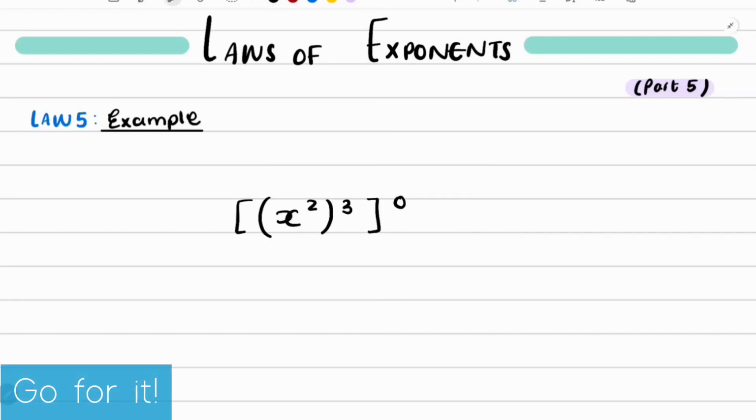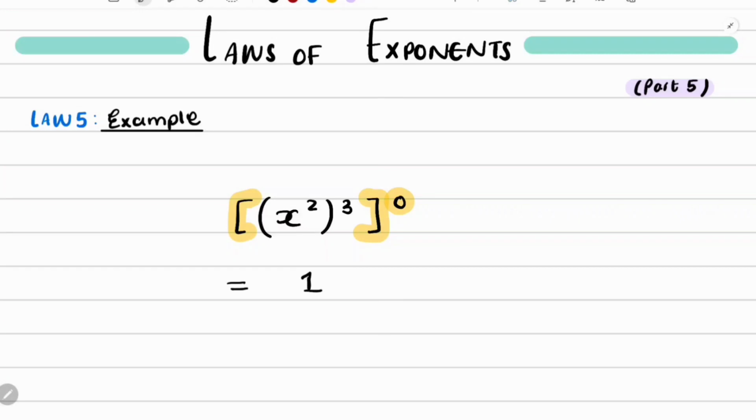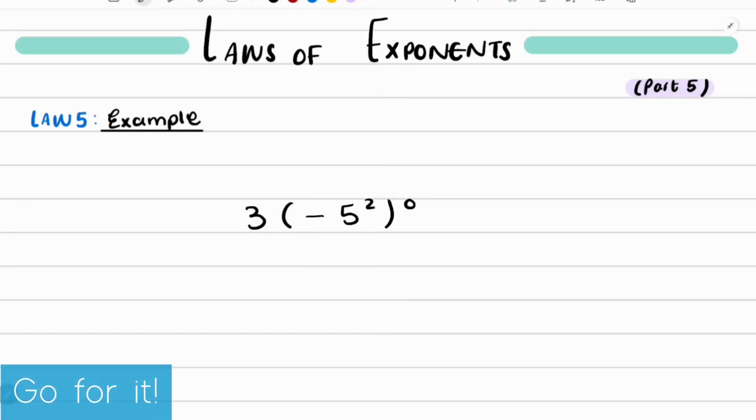Here is another example that you can go ahead and work out. In this example, we have x to the power of 2, and that is being raised to the power of 3, but then that is being raised to the power of 0. So no matter what exponent it was raised to, as long as at the end you can see that all of this is being raised to the power of 0, then everything that was inside this bracket would really just become 1.